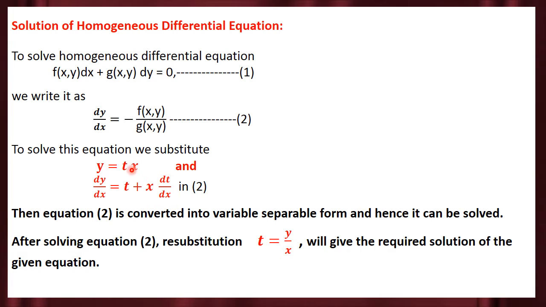Now we will substitute these two in equation number 2. Then equation number 2 will be converted into variable separable form, and hence it can be solved by using the method of variable separable. Now after solving equation 2, we need the resubstitution. t is equal to y upon x, because y is equal to tx, then t is equal to y upon x, and this will give the required solution of the given differential equation.